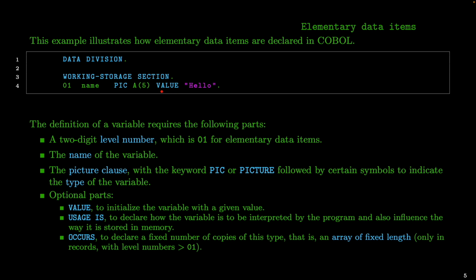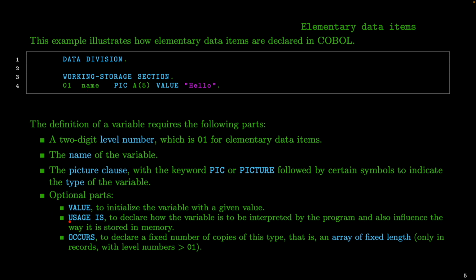Then we have optional parts. These can be the keywords value, usage is, or you can omit the is, just write usage, and occurs. Here in this example we have value, which is used to initialize our variable with a value. So in this case it's a string hello. We don't have to do this, we could leave this out, and in that case we would have to assign a value to this variable later in the program logic, in the procedure division.